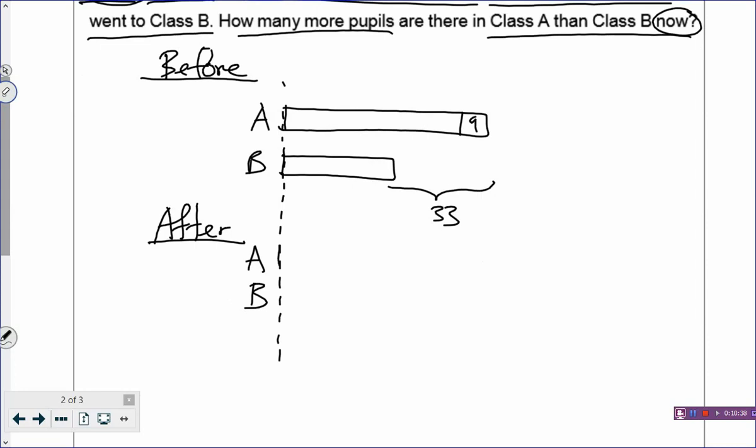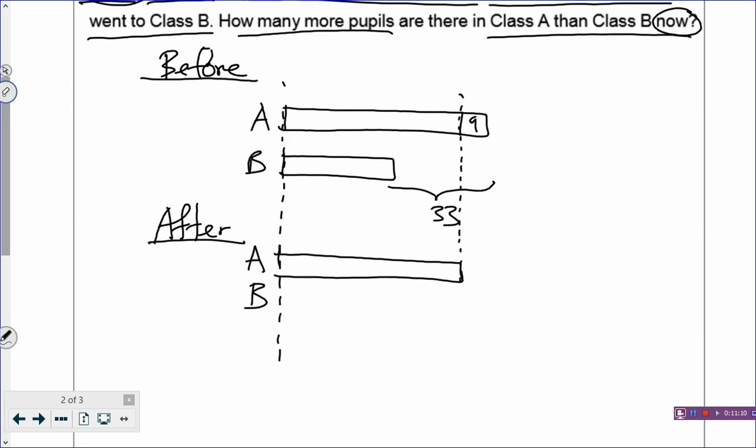Now your rectangle A. How do you draw the after model for Class A? Class A will have fewer pupils now. And how long is that rectangle? That rectangle is until here. If you notice carefully, the 9 pupils are gone already in the after model. So the rectangle A has become shorter. You may want to use the dotted lines to help you see where the rectangle is drawn until. The dotted line helps you see how long you should draw the rectangle.